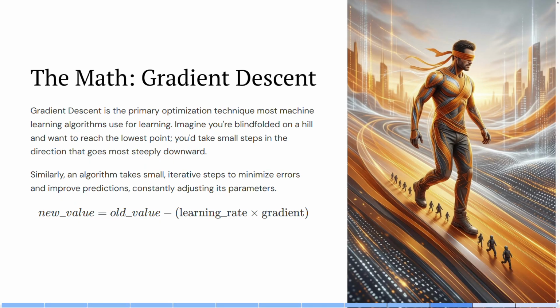Next, and the final one, we have gradient descent. This is an optimization technique most algorithms use for learning. Imagine you are blindfolded on a hill and want to reach the bottom. You would take a small step in the direction that goes most downward. That's gradient descent. The algorithm takes small steps to minimize errors and improve prediction. The equation looks something like this on the screen.